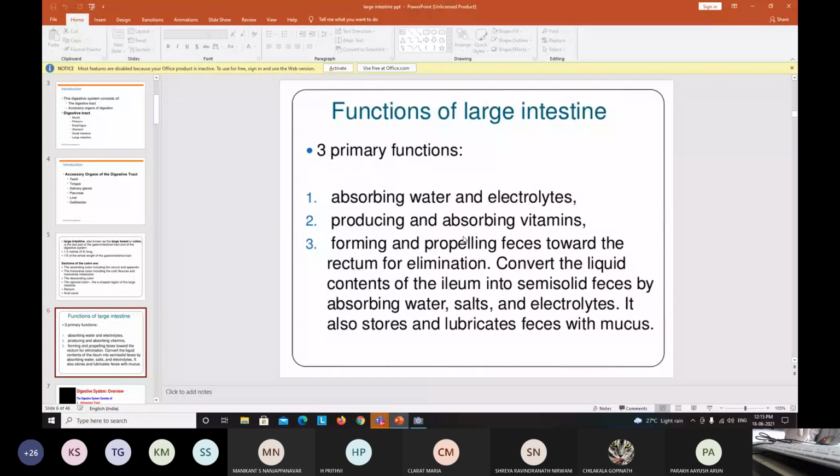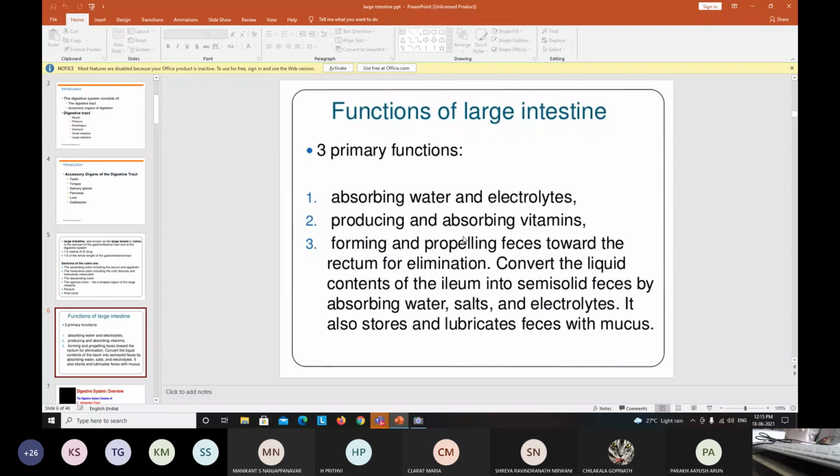As I told you, you should know some important functions of each particular viscera organ. You know already about the GIT and large intestine. The main function is absorption: absorption of water along with the electrolytes.